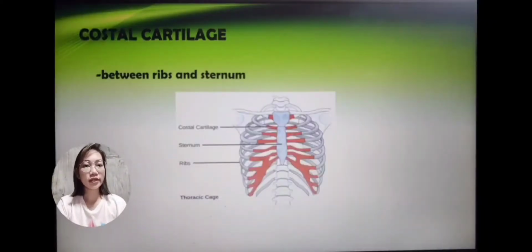Then next is the costal cartilage. Costal cartilage is located between the ribs and sternum. Kung mapapansin nyo kasi yung ribs natin, meron siyang parang matigas, di ba, yung pinaka-ribs. Then yung nagko-connect kay ribs and kay sternum, yun yung tinatawag natin na costal cartilage.